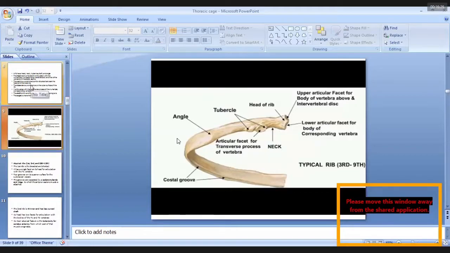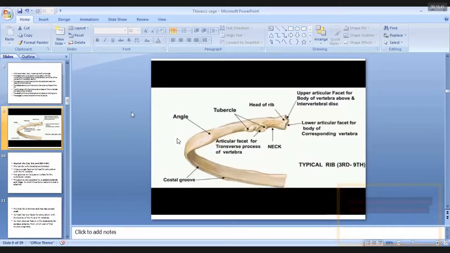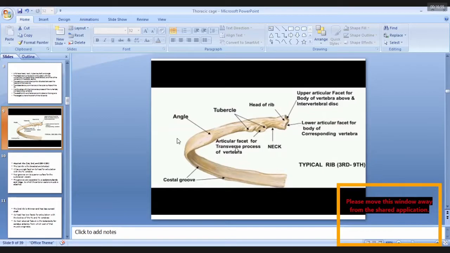The third part of a typical rib is known as the tubercle, a prominence present on the outer surface of each rib. This tubercle contains an articular facet for the attachment to the transverse process of the vertebra. So for each rib, there are three articular facets for articulation with the vertebrae: two facets present on the head, and the third facet for the attachment with the transverse process of the vertebra.